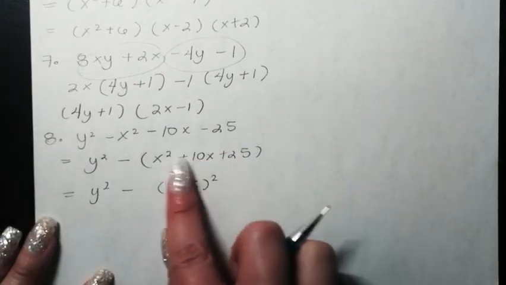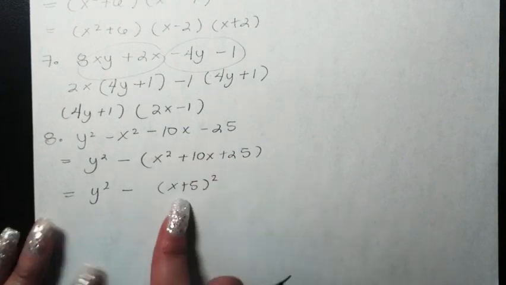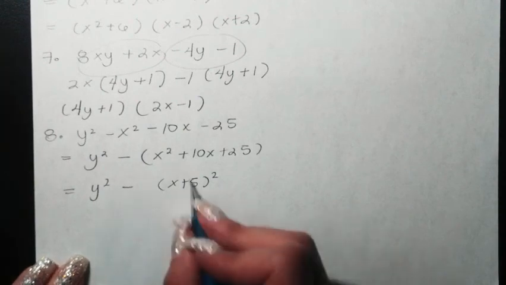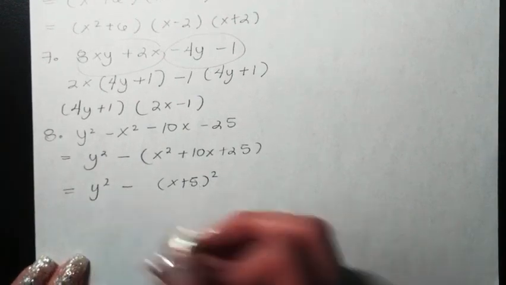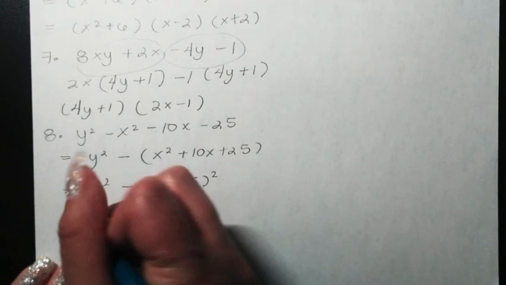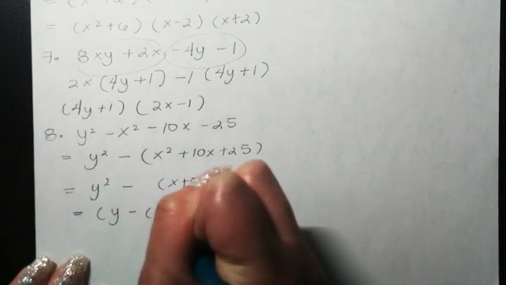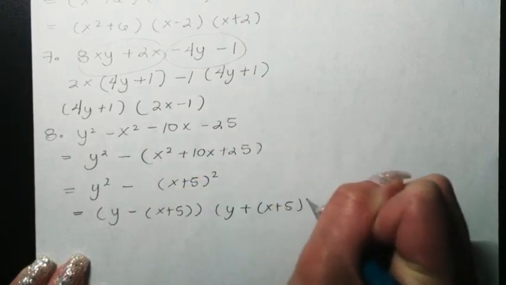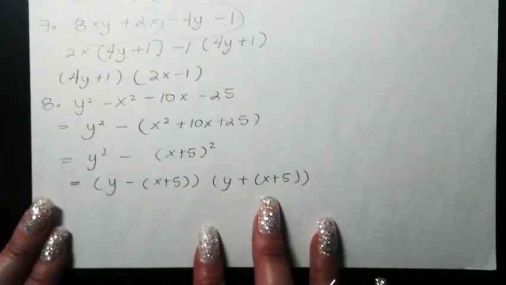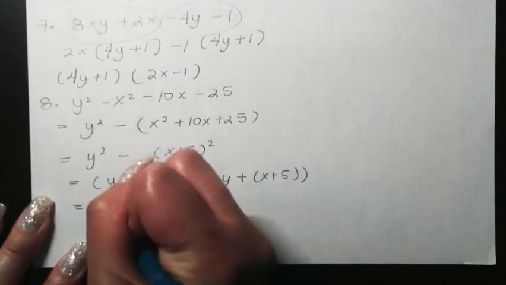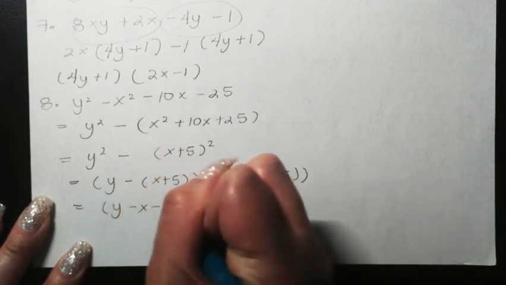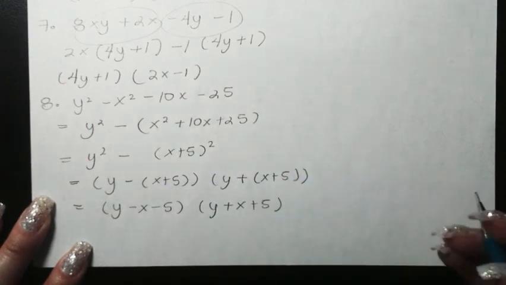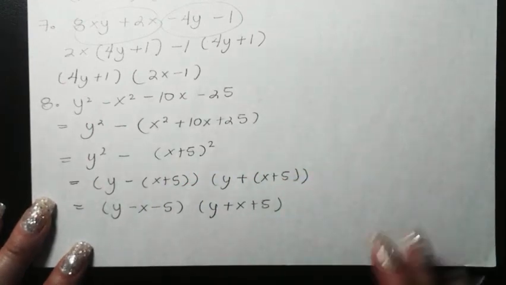After chunking it into perfect squares, now I can do the difference of squares, because this is a square and this is a square, and I have the minus sign there. So this is going to be y minus x plus 5 times y plus x plus 5. Then you can take out the parentheses inside the parentheses because it looks kind of ugly. So you have y minus x minus 5 times y plus x plus 5, and that's pretty much a review on factoring. Hopefully it helps.